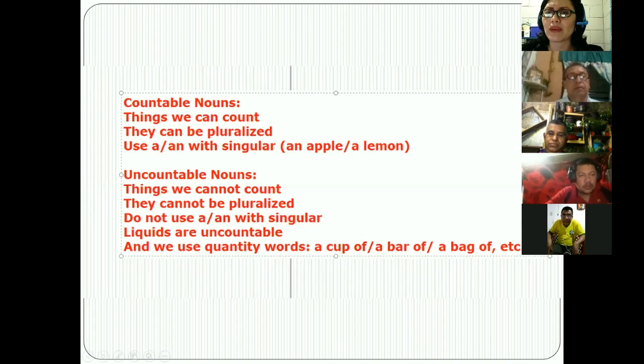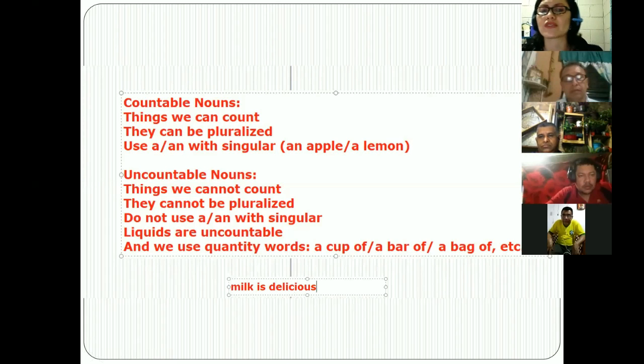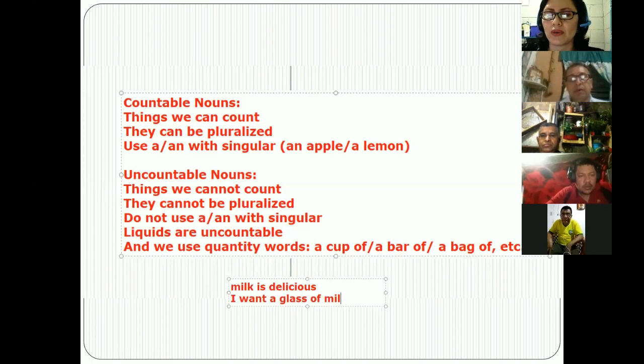Teacher, pero cuando usted me dice que los líquidos son incontables, entonces, ¿cómo lo voy a expresar? Bueno, muy fácil. Por ejemplo, I can say milk, ¿verdad? Milk, milk is delicious, puedo decir, ¿verdad? Bueno, aunque yo no puedo tomar leche, ¿verdad? Milk is delicious, but I can say also, I want a glass of milk. Ok, milk. O puedo decir acá, let me see.